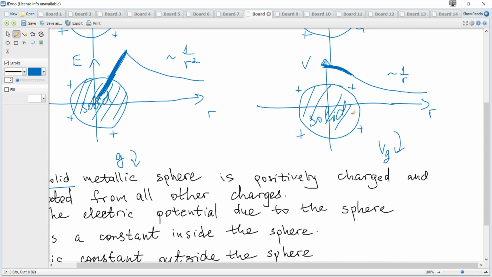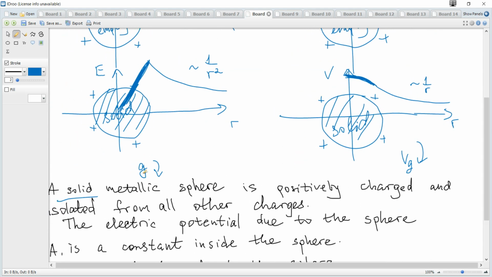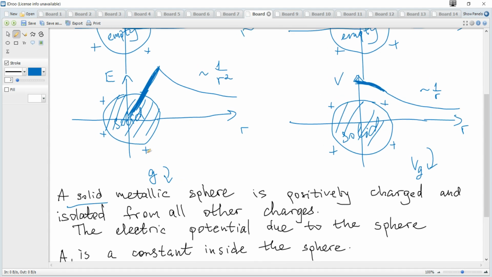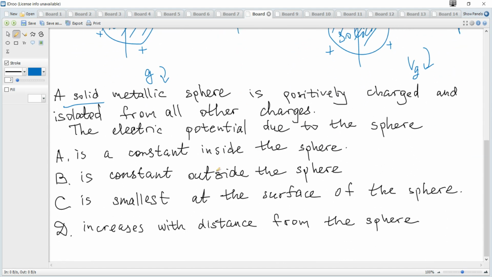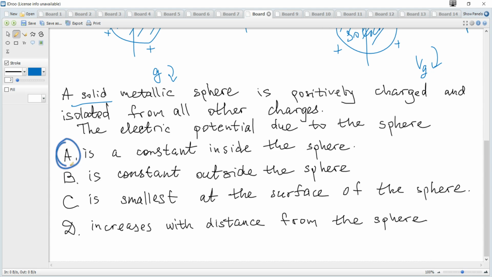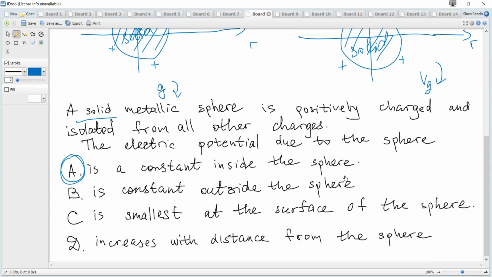And for gravitational field strength, if we consider the Earth, it will be the same graph but reflected about the x-axis, or r-axis here, and potential also will be the same but reflected about the r-axis. So here A is correct: potential is constant inside the sphere.